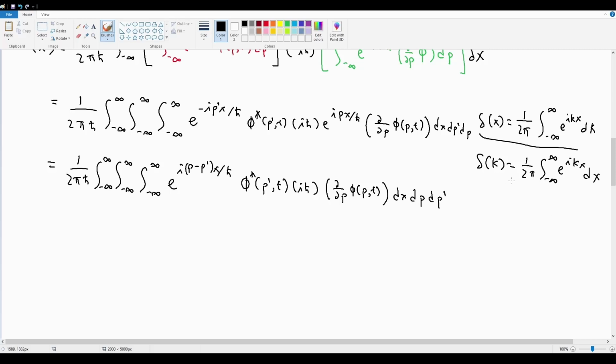And this is equivalently the same thing. It's just that I'm switching the variables around, equating x with k instead. But in this case, your k would be whatever the p term is. In this case, your k is p minus p prime over h bar.